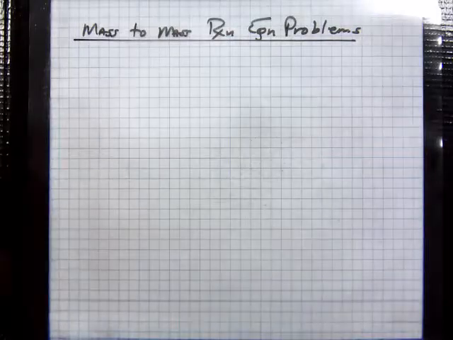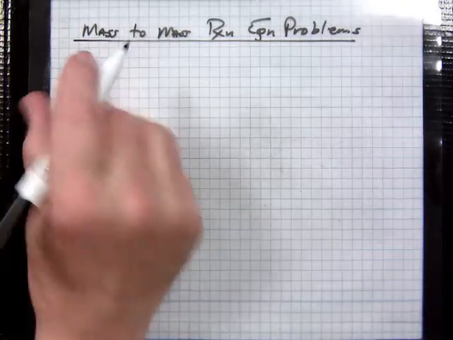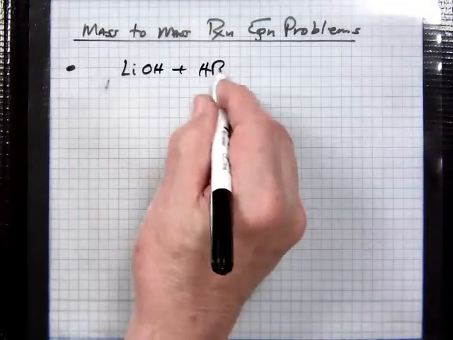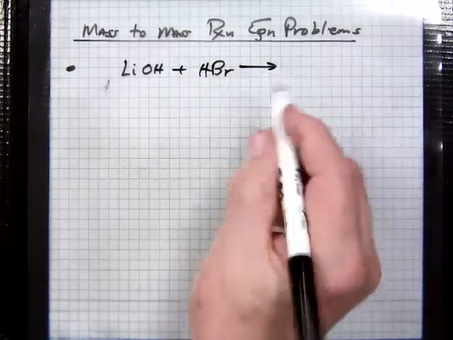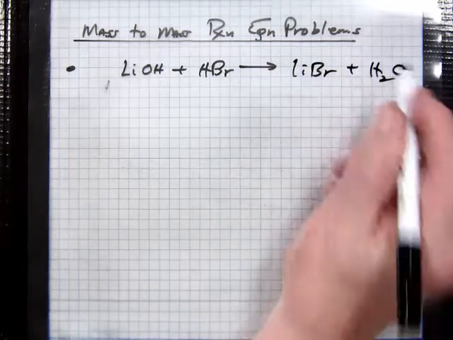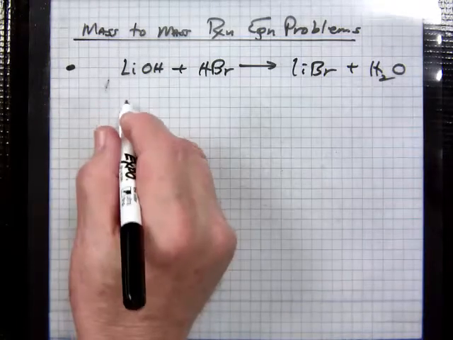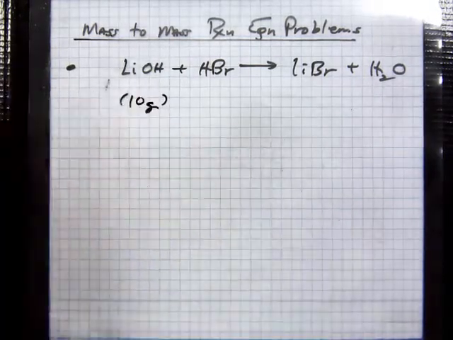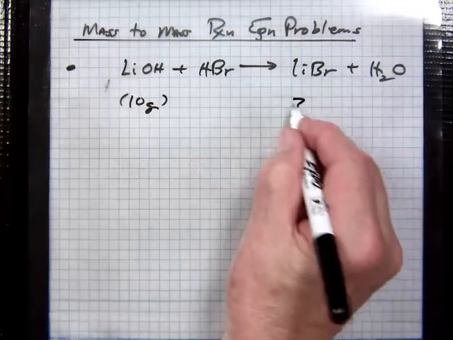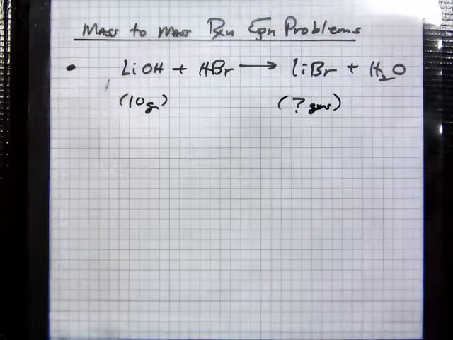Okay, you're given an equation. They don't go into all the states of existence. This is the first one: lithium hydroxide, hydrobromic acid goes to lithium bromide, salt, and the driving force is water. You start with 10 grams of lithium hydroxide. Now, I used to put it like this: 10 grams of lithium hydroxide. How many grams of lithium bromide will be produced? And I put whatever I'm trying to calculate in that format.